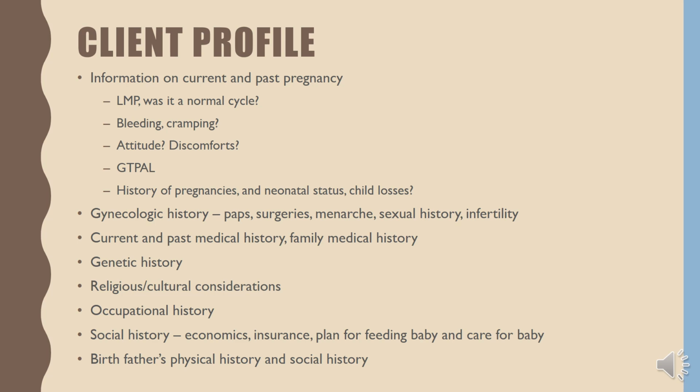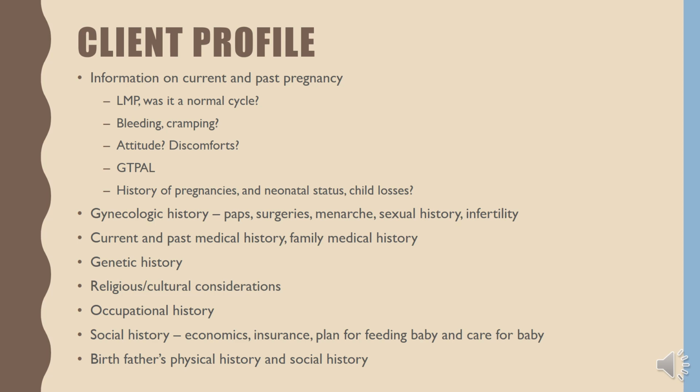GTPAL, so that's gravida, term pregnancies, preterm pregnancies, abortions, and living children. So this gives us information about how many pregnancies she's had, the gravida, how many term pregnancies have delivered, how many preterm pregnancies have delivered, how many elective or spontaneous abortions have occurred, and then how many living children are there. So with a quick glance, we can get an idea of what that prenatal history looks like for that person. So it tells us the pregnancy history, and if she's had any child losses, did she deliver preterm? Looking at that and collecting that and putting it in a very simple format gives us lots of information at a glance.